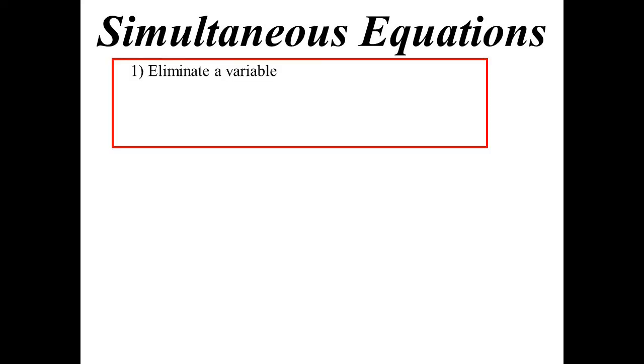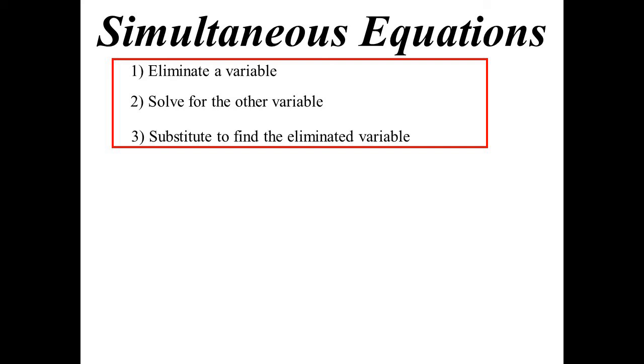Simultaneous equations, let's have a look at them. I guess the most common way of solving simultaneous equations is what's called the elimination method. So we want to eliminate a variable, then we go and solve it for the other variable. And once we've got that, we substitute back in and we can get both of them. So here's a fairly typical sort of one.